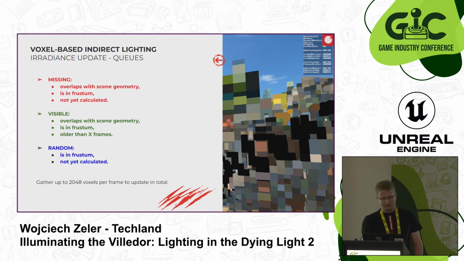And I will show you in the next slide what a queue update looks like in our game. Please note that the brightness of a voxel represents the age of the voxel, so the darkest ones are the latest ones. And colors also have meaning, because I've marked with red a missing queue, with green the visible queue, and with blue the random queue.